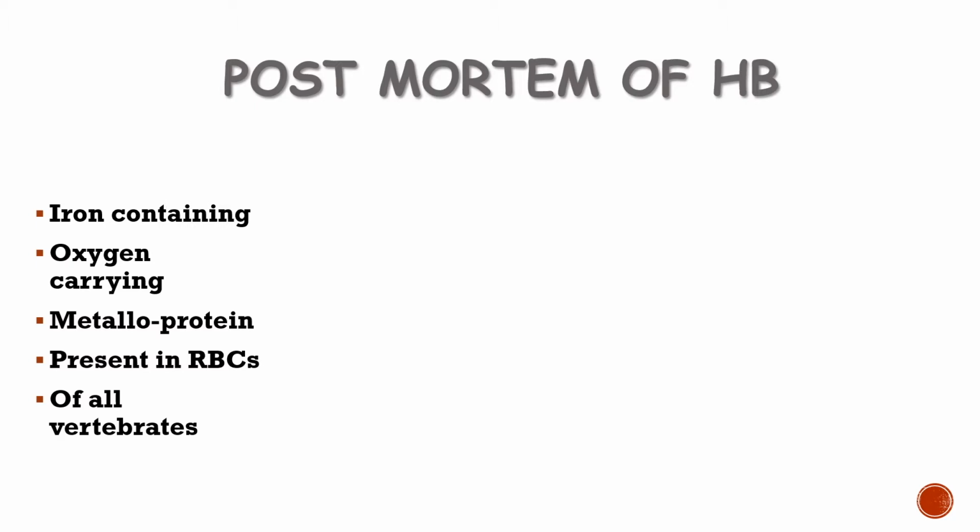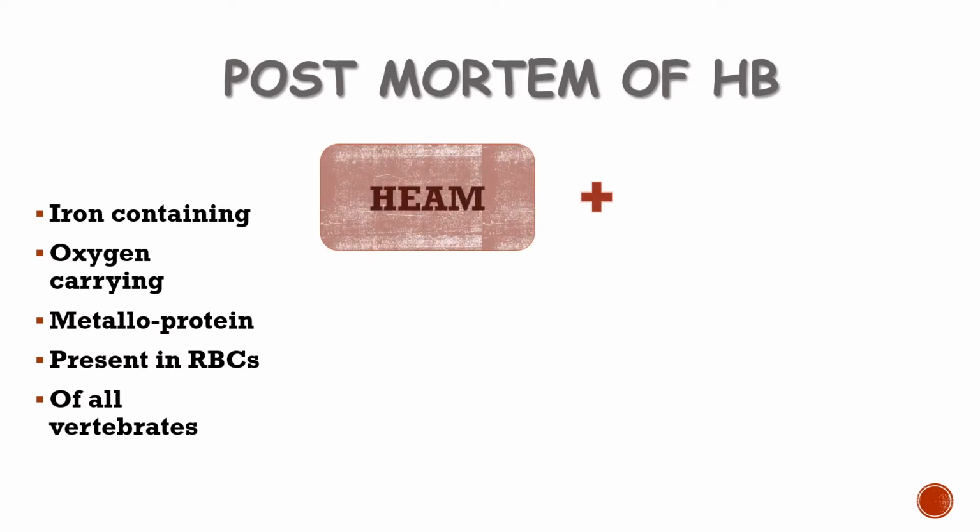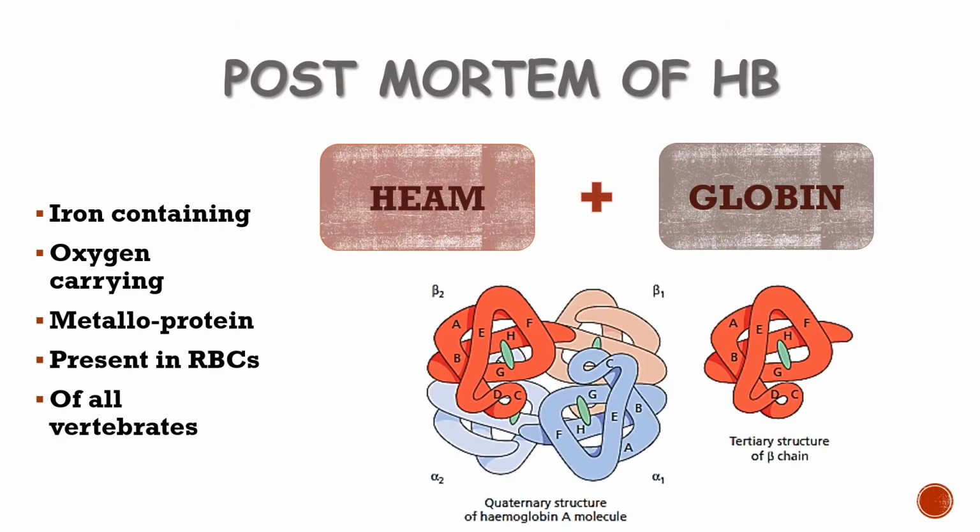Now, hemoglobin is made up of heme and globin, and this will be the structure of a hemoglobin. Each hemoglobin has 4 globin chains, and each globin chain has a heme molecule, the iron containing molecule, in the center, and each heme molecule can bind with one molecule of oxygen. One molecule of hemoglobin can bind with 4 molecules of oxygen.